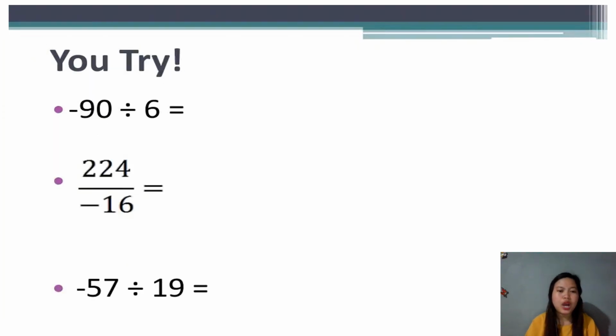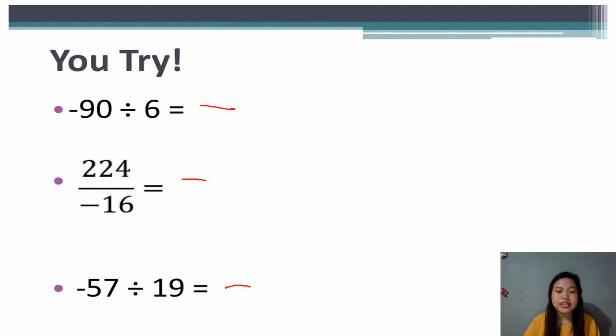Okay, you try this one. Negative 90 divided by 6, that is negative. Unaw sa natong mga sign ha. Sa ubos, 224 divided by negative 16, that is negative. Kay different sign. Negative 57 divided by 19, that is still negative. Kay different sign gihapon. Okay, let's go back.